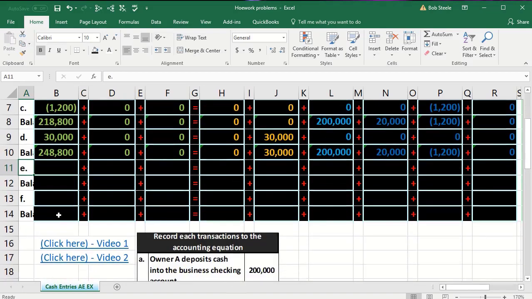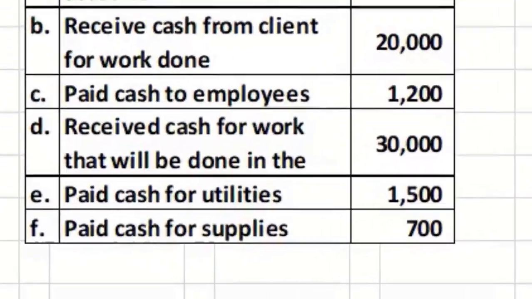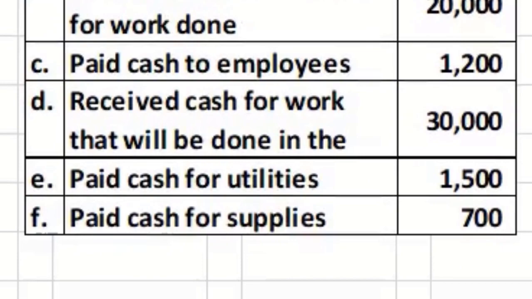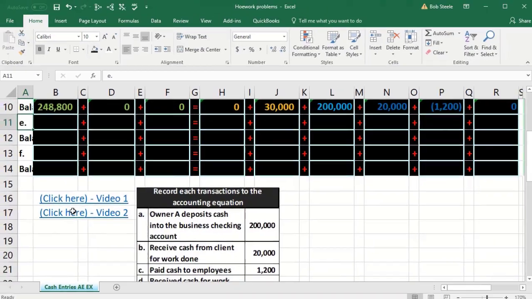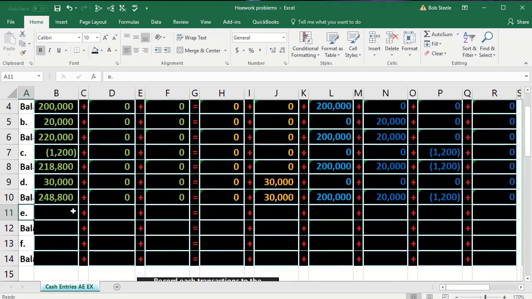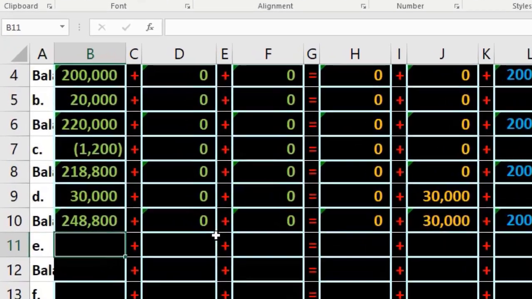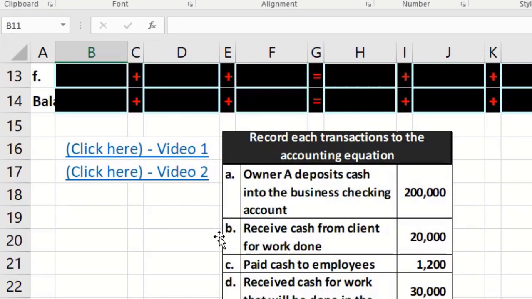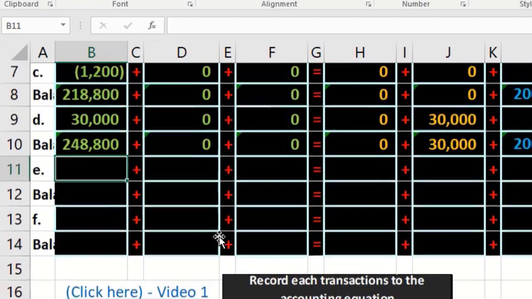We are now on part E, which says paid cash for utilities, 1,500. So we paid cash for utilities. First question, as always, is cash affected? We're going to say, yes, cash is affected. It's going down. We paid cash for utilities. So in cell B11, we're going to have a negative 1,500.